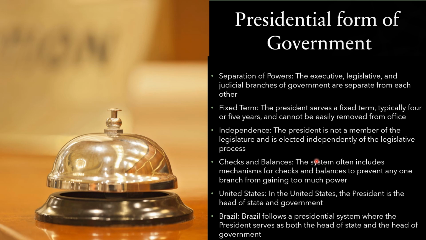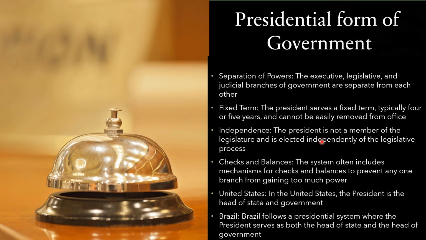It also has independence from the governmental perspective. The president is not a member of the legislature and is elected independently of the legislative process. Then it has another very typical feature, which is checks and balances. The system often includes mechanisms for checks and balances to prevent any one branch from gaining too much power. Again, the United States is the example.